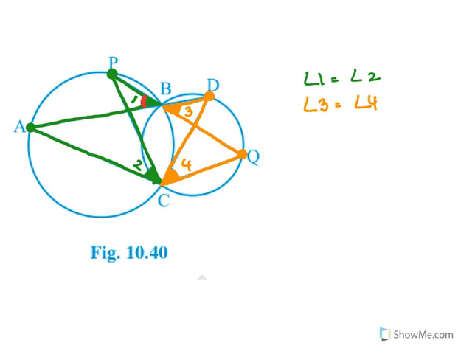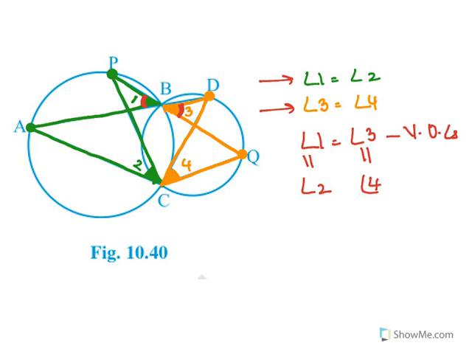Now angle 1 is equal to angle 3 because vertically opposite angles. So angle 1 equal to angle 3, vertically opposite angles. But 1 is equal to angle 2 here, and 3 is equal to angle 4. So 2 also will be equal to 4. So since 1 is equal to 2 and 3 is equal to 4, now we can say angle 2 is equal to angle 4. Proved.